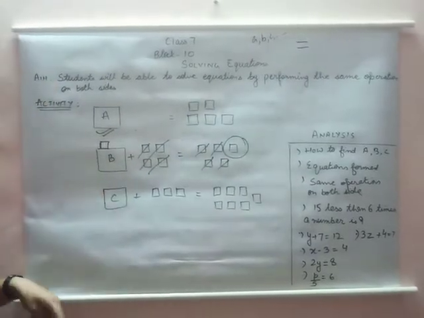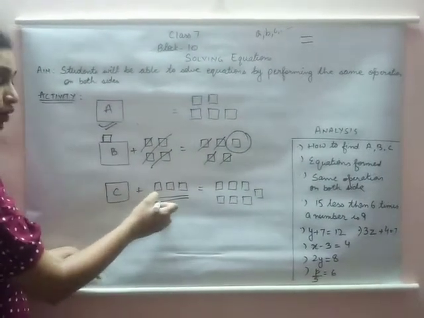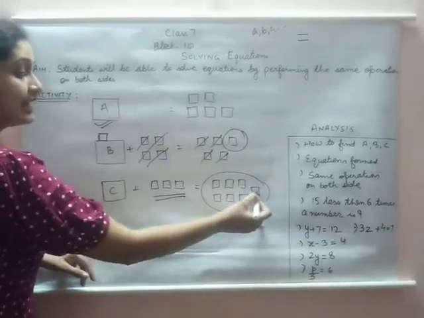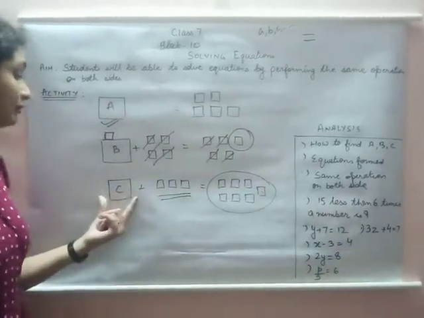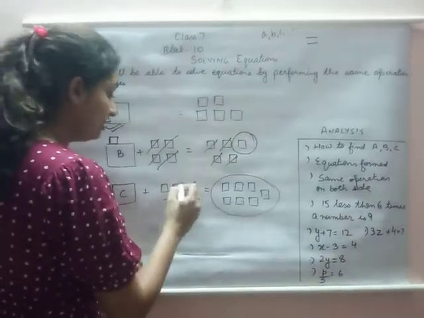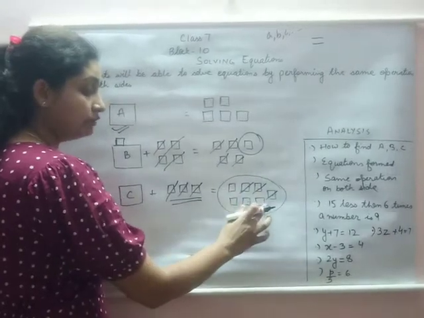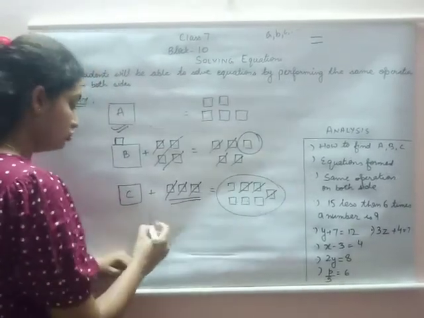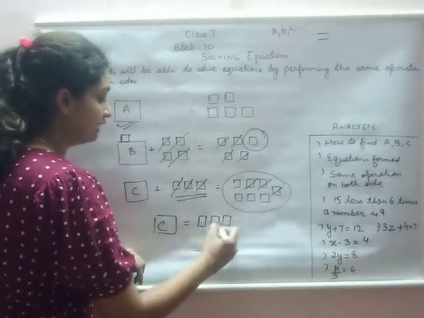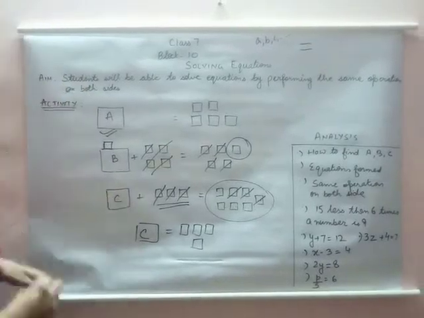Now with the C one, see here. This is the bag C and with the 3 blocks, together they add up to 1, 2, 3, 4, 5, 6, 7 blocks. So how many blocks are there in this bag? Just see, 1, 2, 3. I'll cancel 1, 2, 3. What am I left with? 1, 2, 3, 4. So bag C contains 4 blocks to balance the equation. So this is how we have obtained the values of unknown variables.